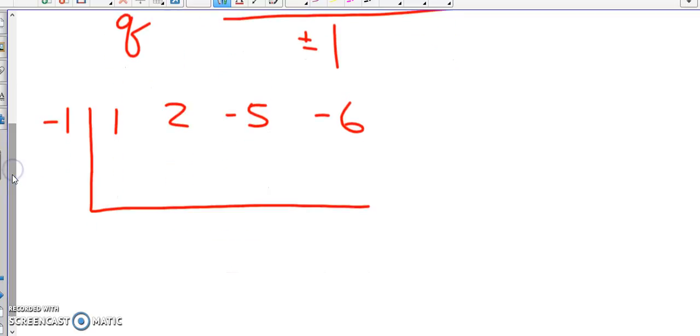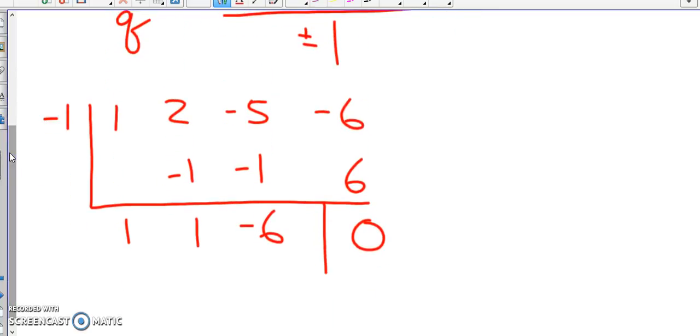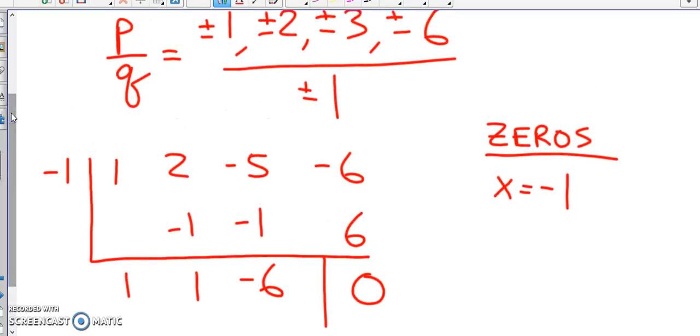So, how do I know if it worked or not? Yeah, it divides evenly. In other words, the remainder is 0. So that means that it might help if I kept track of what the zeros are. So x equals -1 is one of the zeros. Now, I could keep going. I could keep trying these with synthetic division.